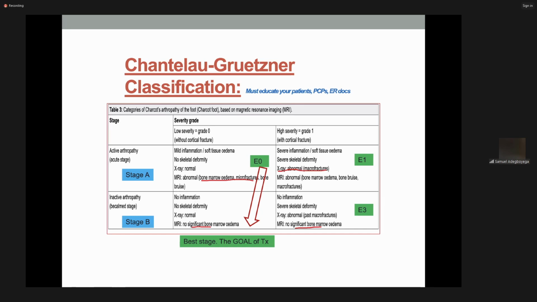Okay, and that's it. Okay, so if they say on the exam, what is stage A0? So stage A0 means the A means it's active. So you have active Charcot, 0 meaning that the X-ray is negative. But on the MRI, you probably have bone marrow edema, microfracture, and bone bruise, or bone contusion. Any questions?